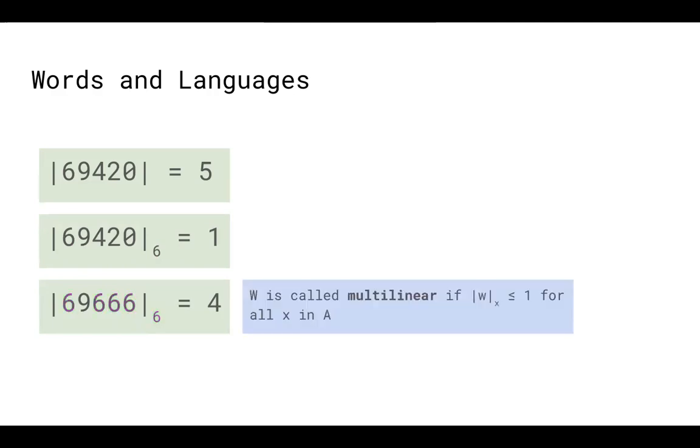We call a word multilinear if it contains less than or equal to 1 instance of every letter in the alphabet. So the empty string is multilinear. And in the case of the alphabet I presented of 0 through 9, 69420 is multilinear, but 69666 is not, because it contains multiple instances of the number 6. So if a word contains more than 1 instance of a symbol, it is not multilinear.